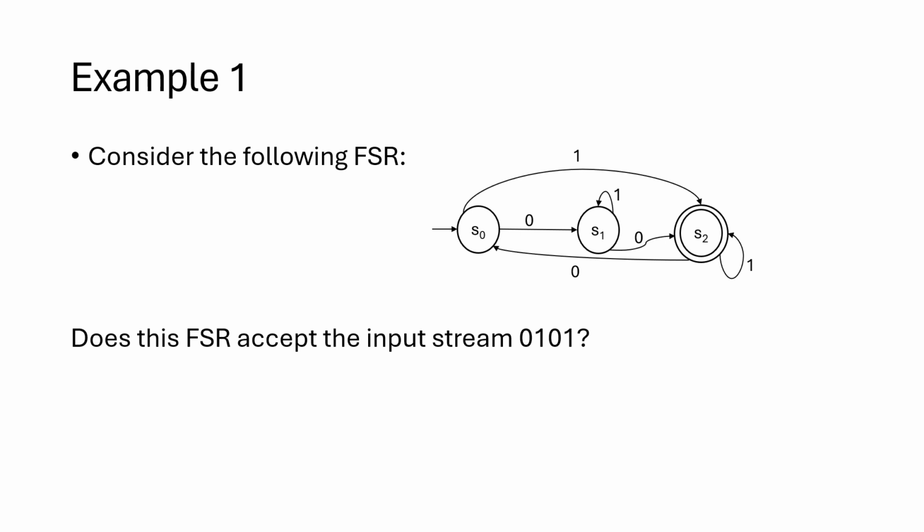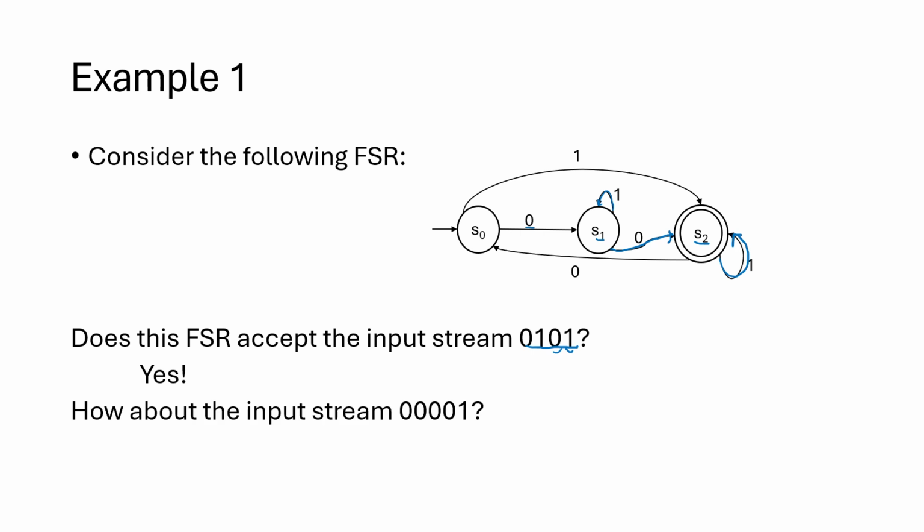And very quickly, just to remind you, starting from the initial state with a 0, we go to S1, and then we read a 1. With a 1, we stay there. And then with another 0, from S1, we go to S2. And then while we are at S2, we read a 1, which means we loop back to S2. And since we ended up, after reading the entire input stream, at an accepting state, it means that the machine accepts this input.